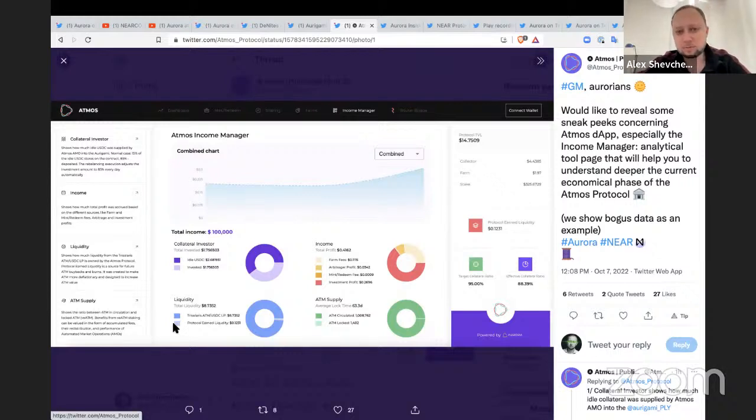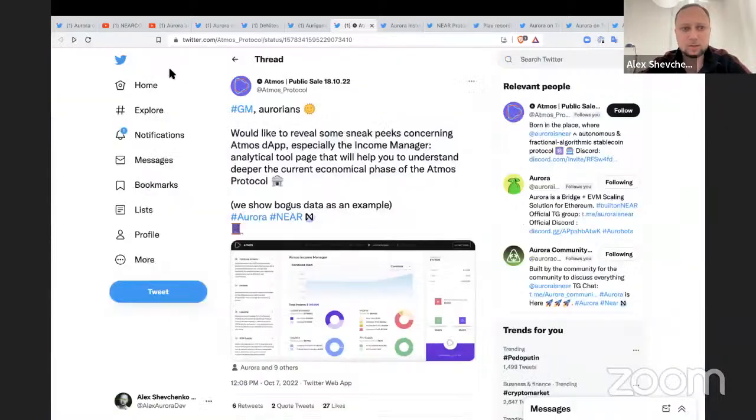As you know, the Aurora ecosystem is fully focused on the user experience and trying to make sure that it matches Web2 at least, or even elevates it. So good job, Atmos, looking good. Looking forward to seeing your product in the production phase.